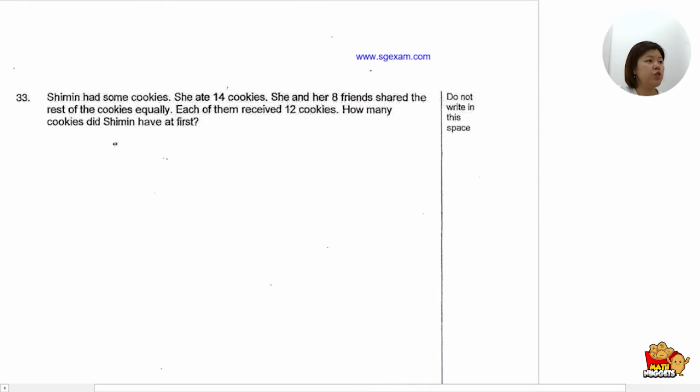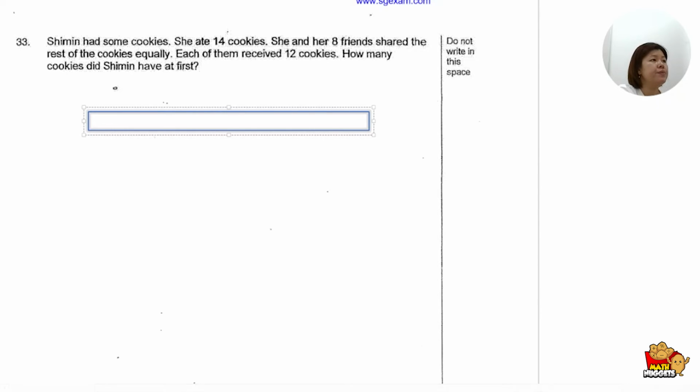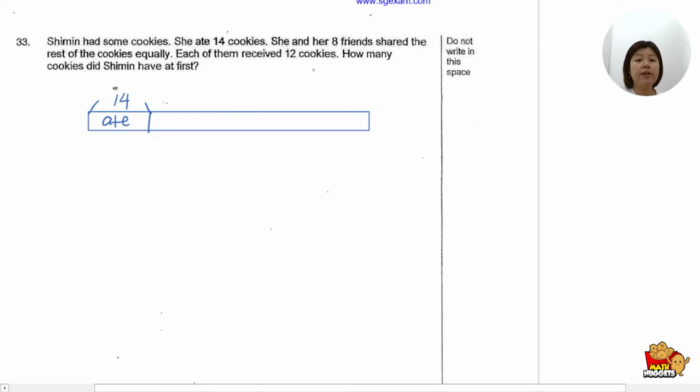Question 33. Shimin has some cookies. So this is shi means cookie. She has some, and then she ate 14 of them. So she ate 14. And then she and her 8 friends share the rest. So this is the rest.